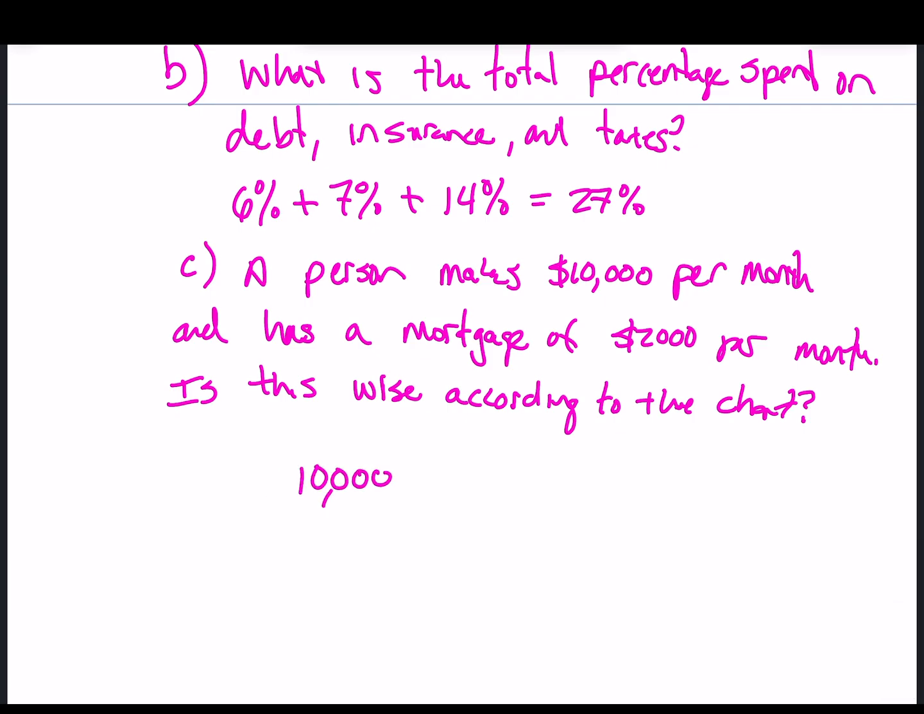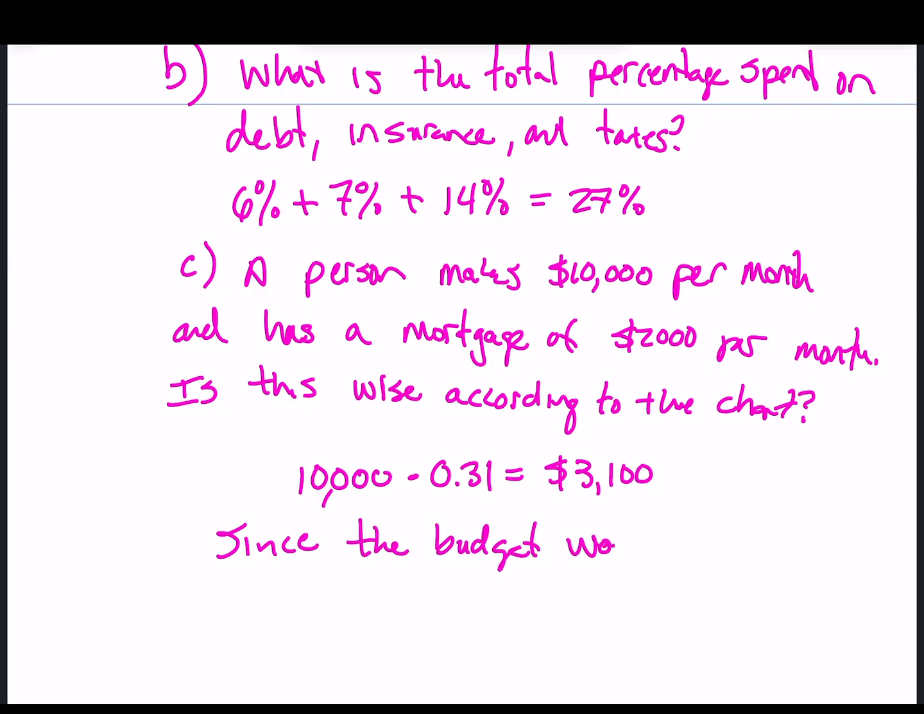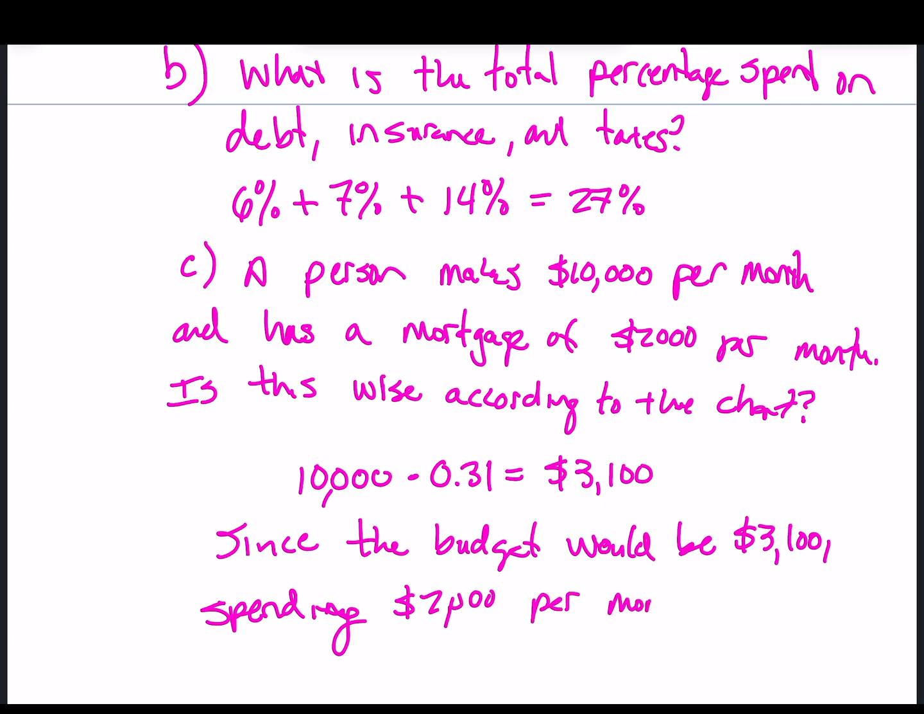So if we take 10,000 and multiply that by 0.31, which is 31%, what would we get? Well, we would get 3,100. And since the budget would be 3,100, spending $2,000 a month is wise.